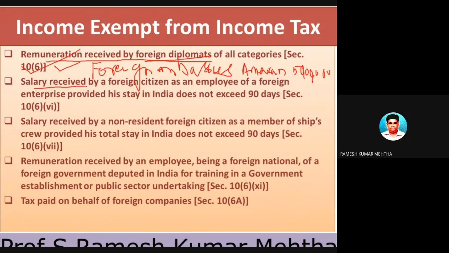In the same way, salary received by a foreign citizen as an employee of a foreign enterprise, provided his stay in India does not exceed 90 days. So if an employee is receiving salary as a foreign citizen as an employee of a foreign enterprise, provided he stays in India less than 90 days during the financial year or the previous year, then the salary received by such foreign citizen from such foreign enterprise is fully exempted from tax. So this is another item which falls under the category of incomes which are exempt from tax under section 10.